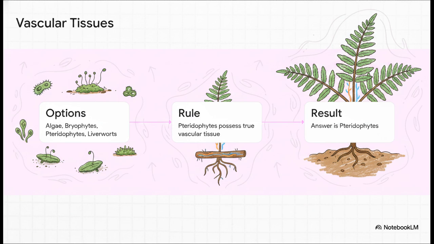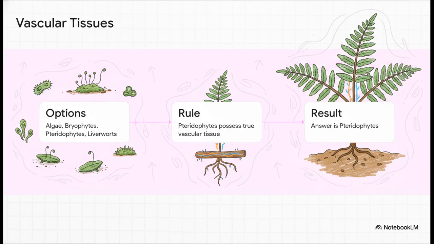Scanning our evolutionary options, we have algae, bryophytes, pteridophytes, and liverworts. Now remember that bryophytes, which include liverworts, are known as the amphibians of the plant kingdom. They live on land, sure, but they lack true roots, stems, and most importantly, they completely lack vascular tissue.